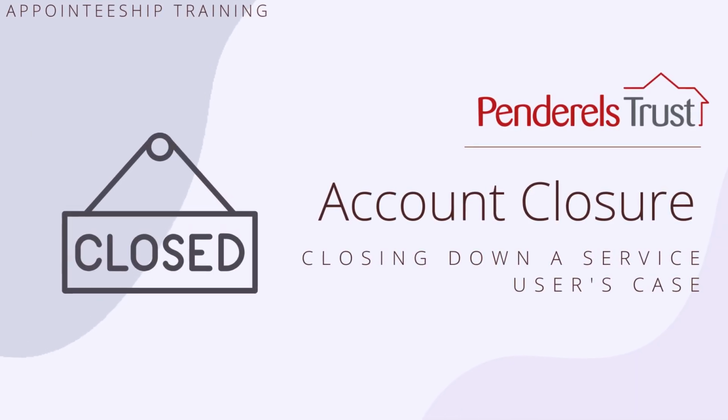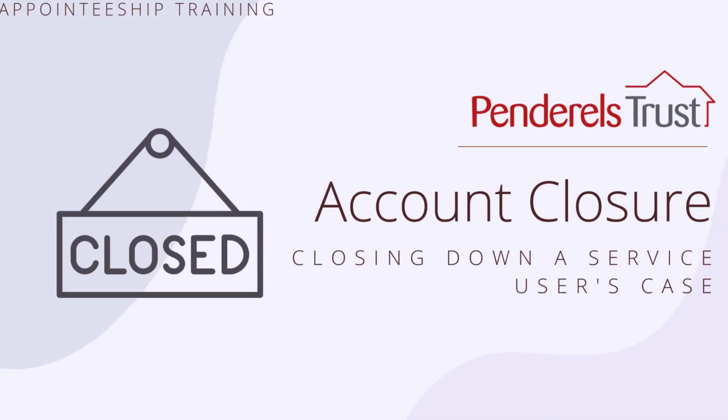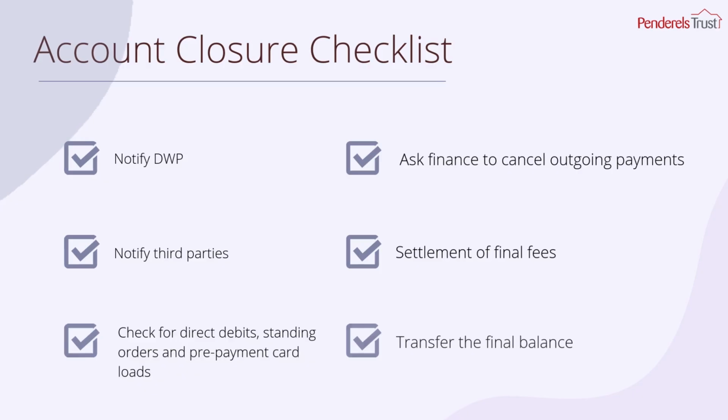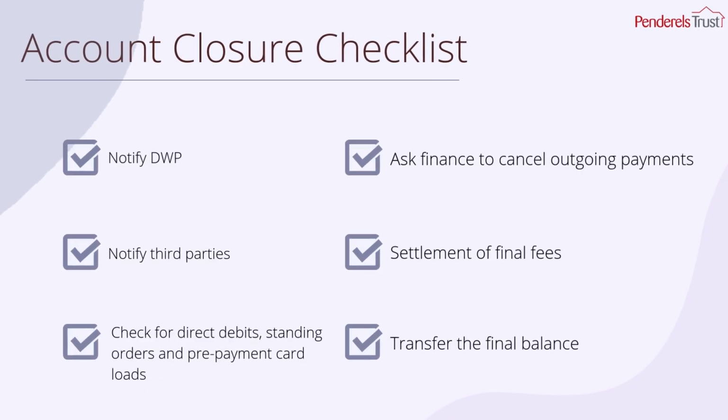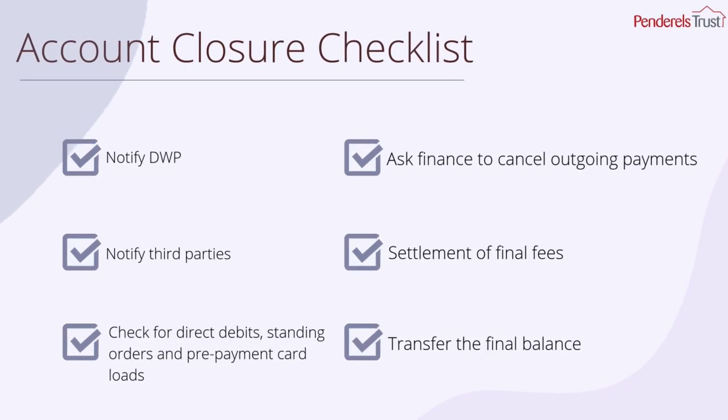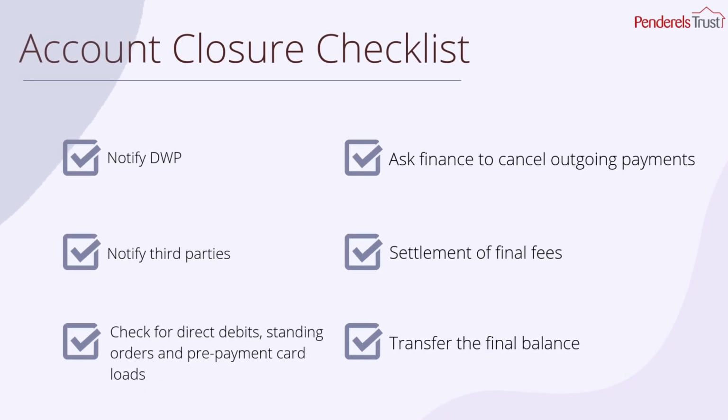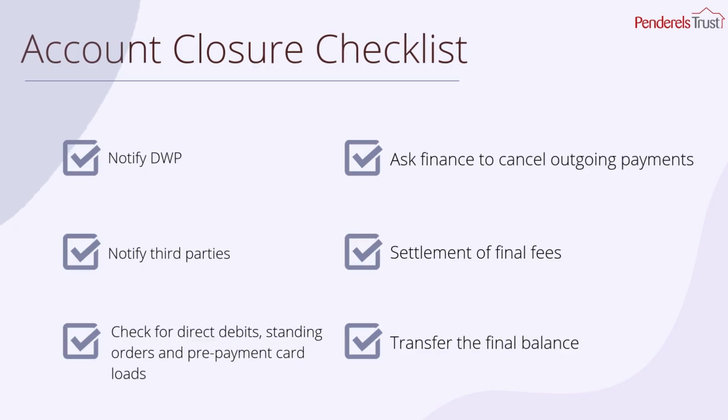This video will guide you through how to close a service user's case. When an appointeeship ends, it is important that everything is closed down before the final balance can be transferred. This includes notifying the Department for Work and Pensions and third parties, checking for direct debits, standing orders and prepayment card loads, asking finance to cancel outgoing payments, settling final fees, and finally transferring the final balance. Let's look at these in more detail.